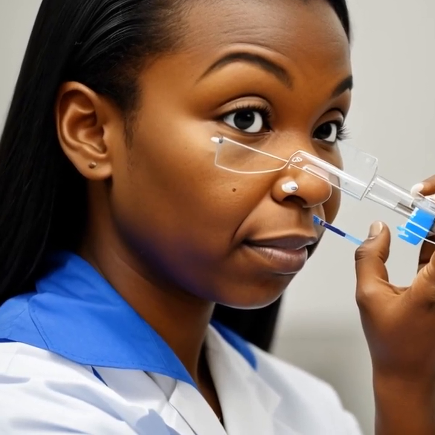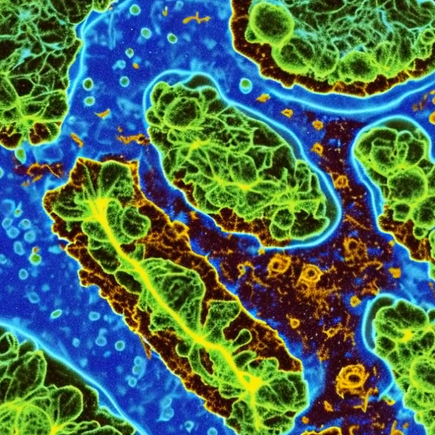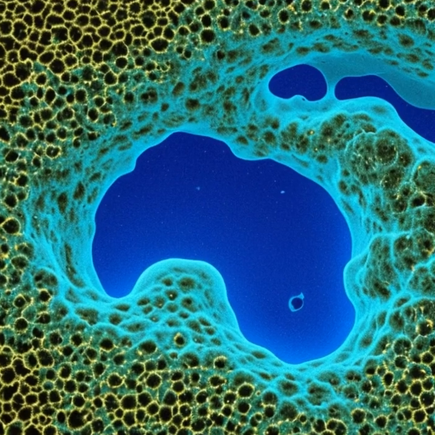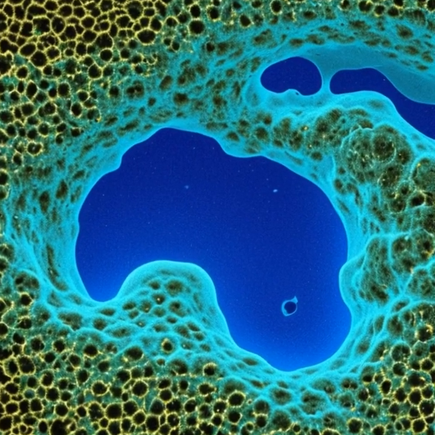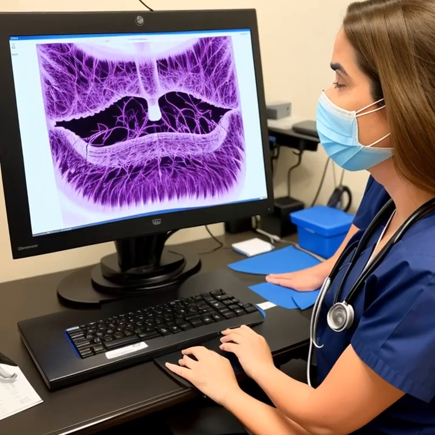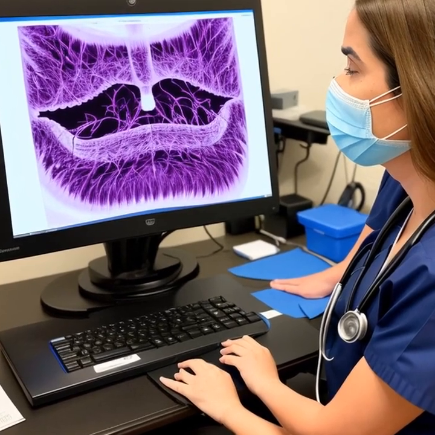Another diagnostic tool that may be used is nasal endoscopy. This procedure involves inserting a thin, flexible tube called an endoscope into your nose. The endoscope is equipped with a light and a camera, allowing your healthcare provider to examine the inside of your nasal passages and sinuses in detail. Nasal endoscopy can help identify any obstructions, such as polyps, that may be contributing to your sinusitis.